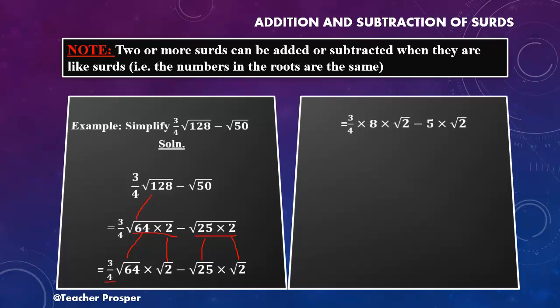Then when we move on to see how we simplify, you and I know that square root of 64 will give us 8.